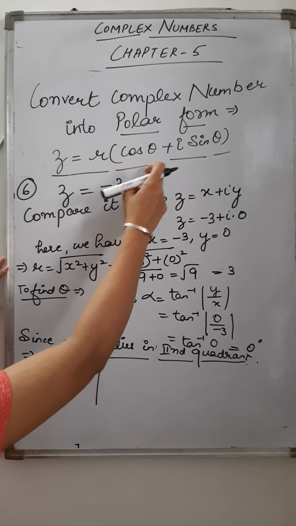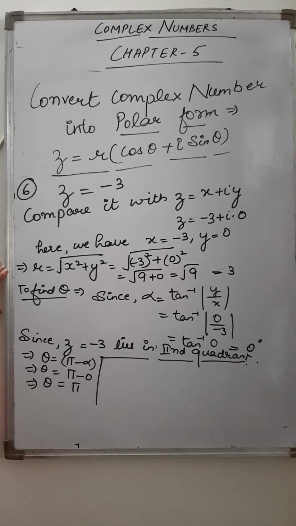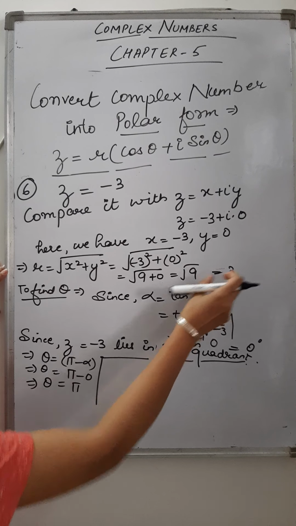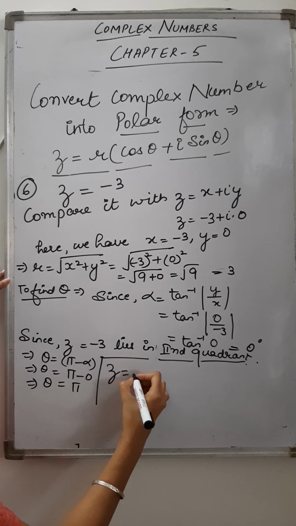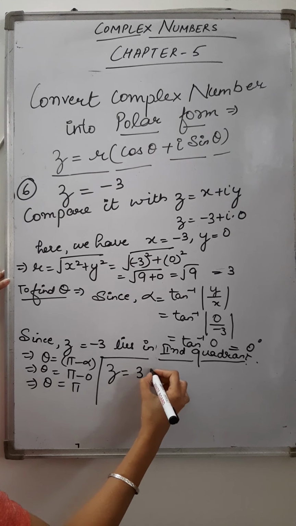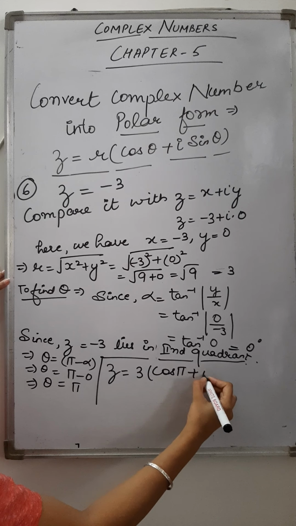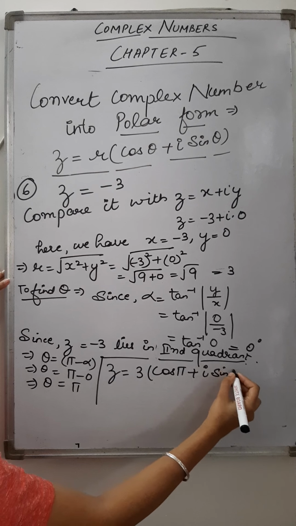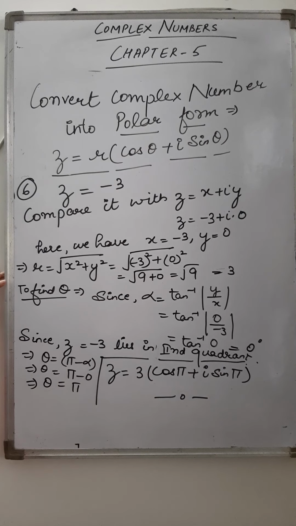So your polar form is z is equals to r cos theta plus iota sin theta. Here your r is 3 and theta is pi. Put the values in the above polar form. z is equals to r is 3, cos of theta, theta is your pi, plus iota sin theta, theta is your pi. This is your required complex number in polar form. So next question is 7th question.